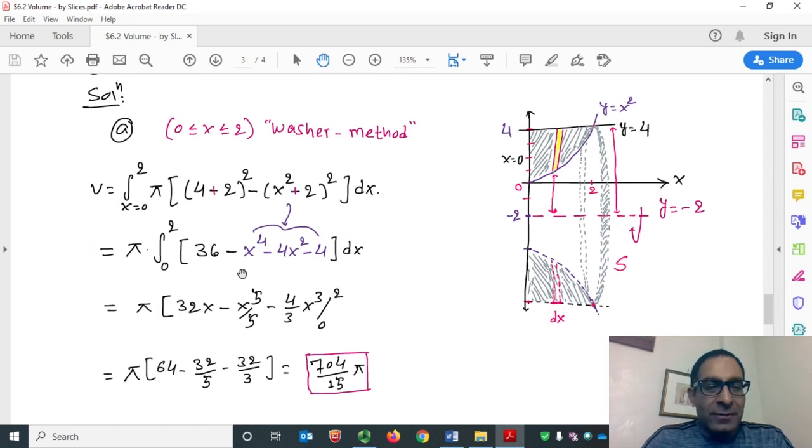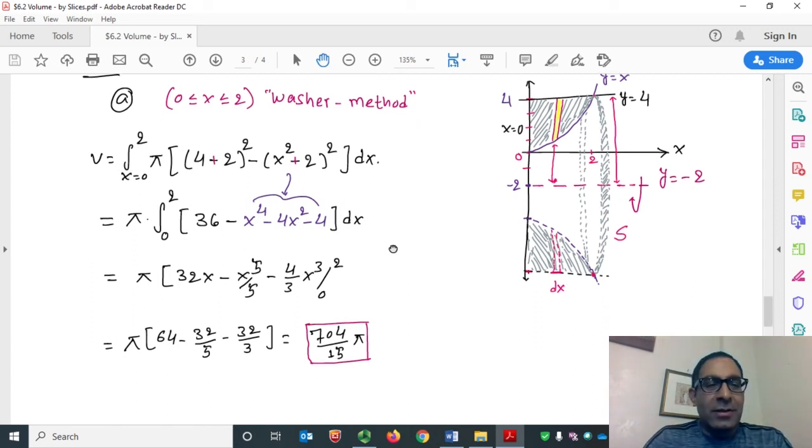Then now let's simplify and take the integration. Pi as it is, I can pull the pi outside the integral. 4 plus 2 is 6, squared is 36, minus x squared plus 2 squared. This gives me x to the power 4 plus 4x squared plus 4, and then distribute this minus, so all of these become minus. Let's take the integration. Pi as it is. First we subtract 4 from 36, so we have 32. Then take the integration.